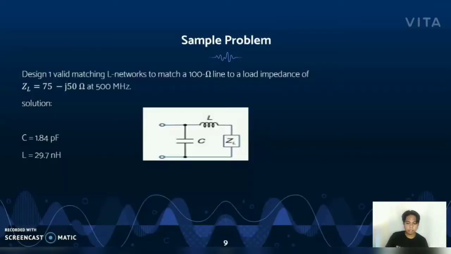So lastly, a sample problem. Design a valid matching L network to match a 100 ohm line to a load impedance of ZL equals 75 minus j50 ohms at 500 megahertz. So we have here the solution. You can practice the sample problem at home so you'll be able to know the L networks more deeply. So that's all. Thank you.